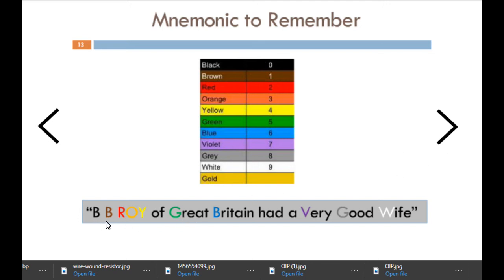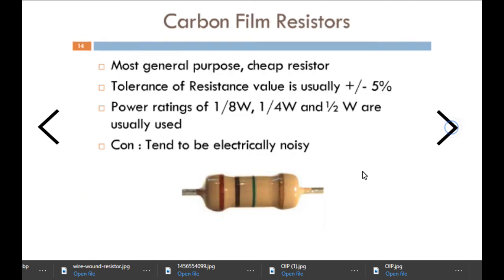Okay, this is your color mnemonic chart. You can remember it easily by B.B. Roy of Great Britain had a very good wife, you already know that. This is a standard 1 mega ohm carbon film resistance. The size depends on the wattage. So the lower the wattage, the smaller the size. The higher the wattage, the physical size is doubled.